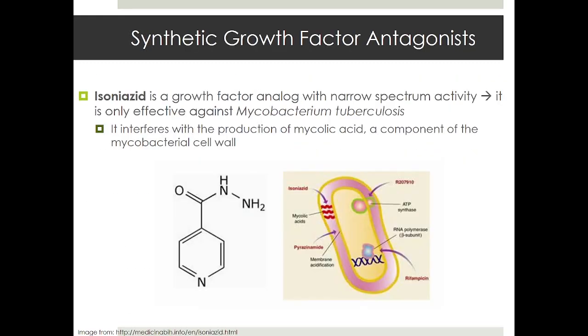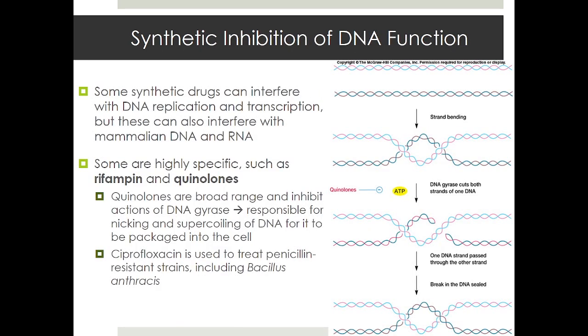Isoniazid is a growth factor that's an analog with very narrow spectrum activity because it only impacts cells from the Mycobacterium species. And what it does is it interferes with the production of mycolic acid. If these cells can't make that waxy layer that is impermeable to all different types of treatments, it is weak and susceptible. We also have a large class of drugs that can inhibit DNA function.